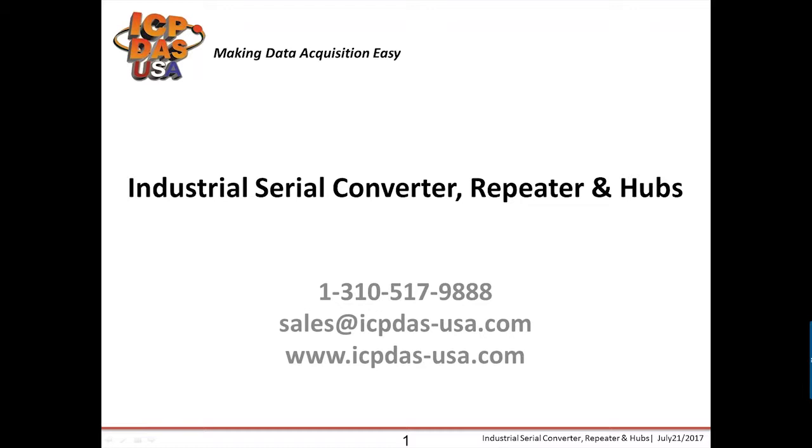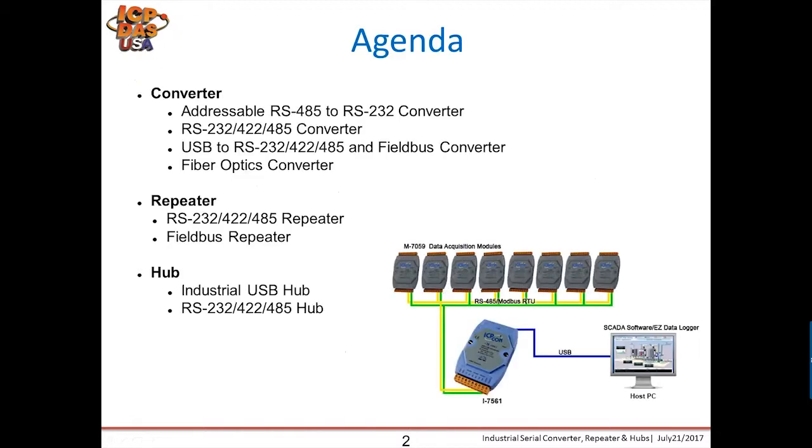We'll present our topic on industrial serial converter, repeater, and hubs. Today, you can learn about different kinds of serial communication: fiber optics, industrial RS-232, RS-485, RS-422, and field bus wiring. I will show you our ICP DAS converter, repeater, and hub.